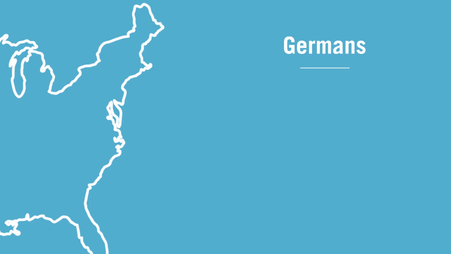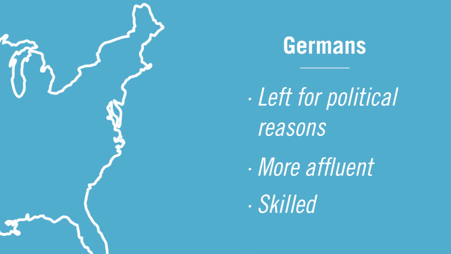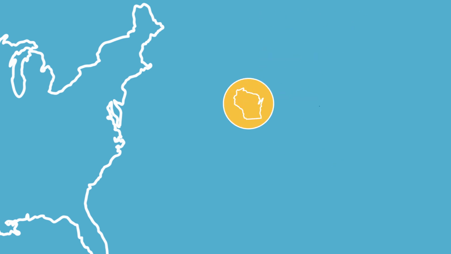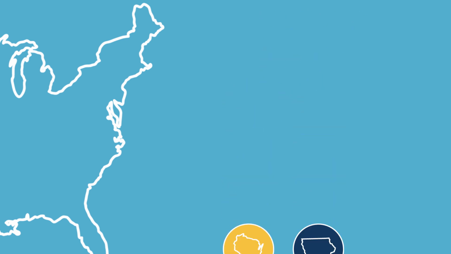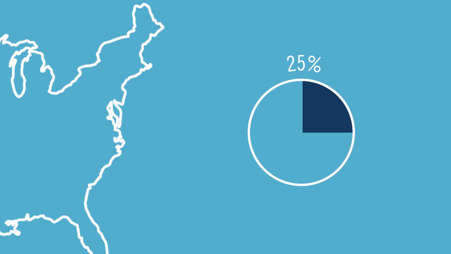By contrast, Germans left for political reasons and generally had more money and skills as they immigrated to America. Most settled in Wisconsin, Iowa, Missouri, and Illinois. By the 1850s, more than 25% of the population in these northern states was foreign-born.